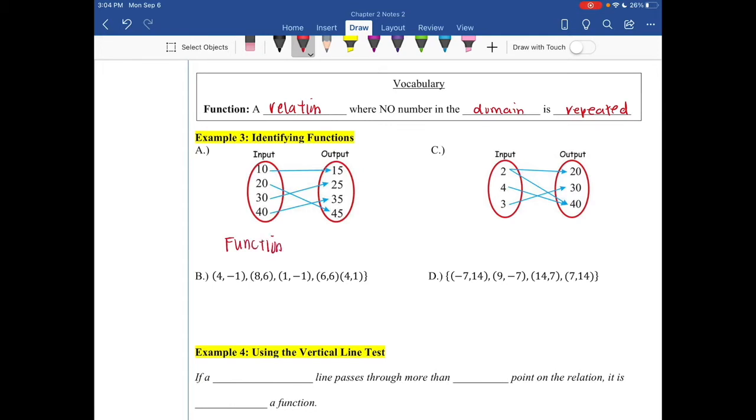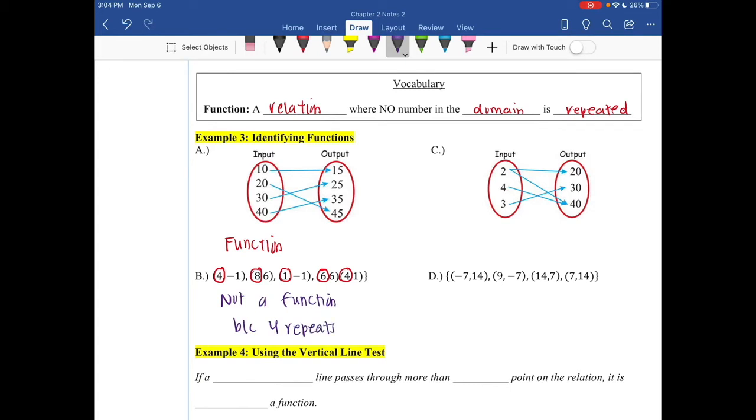Another way to look at them would be through ordered pairs. Now remember, with ordered pairs, the x value always comes first. So here we're looking simply at the domain, 4, 8, 1, 6, and 4. Do any of those domain values repeat? They do. So this one is not a function, and that's because the 4 repeats.